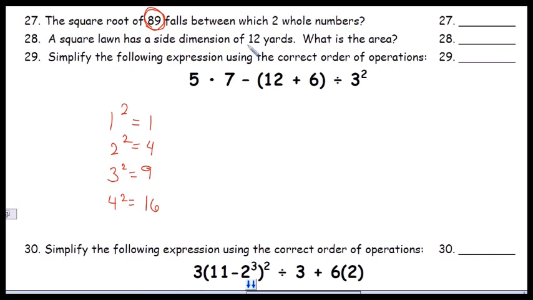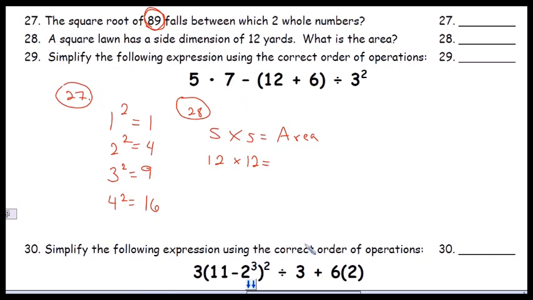If a square lawn has a side dimension of 12 yards, what is the area? And the area is going to be when you multiply the side times the side. That's going to give you the area. Since we have 2 sides and each side is 12, just multiply 12 times 12 and you get your area for number 28. Okay, this is 27.